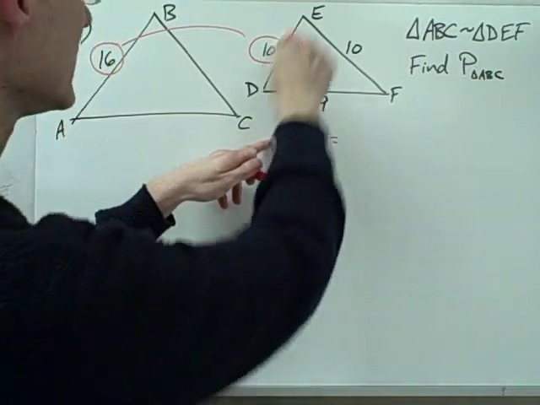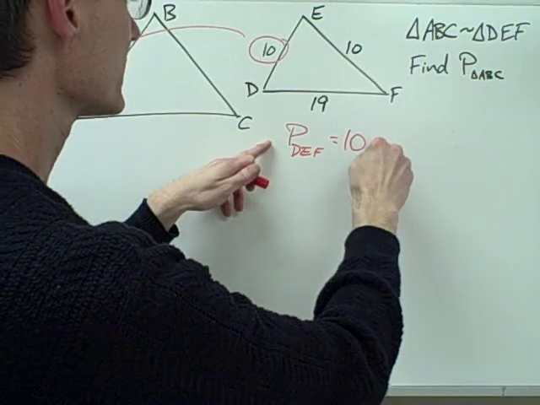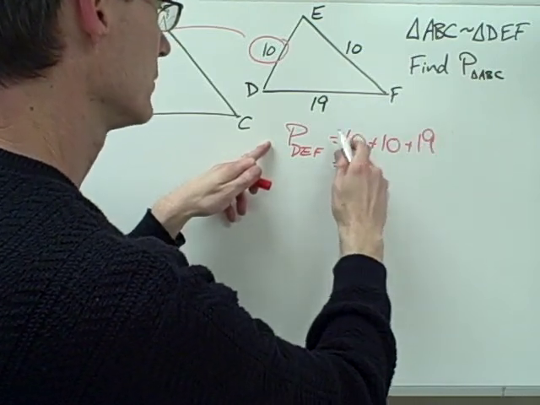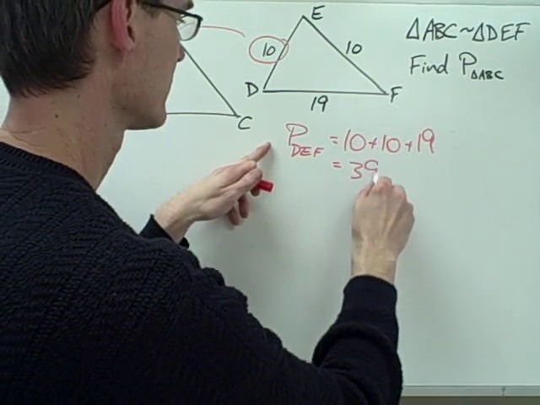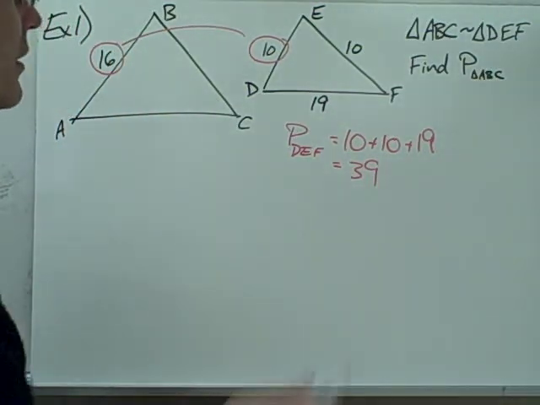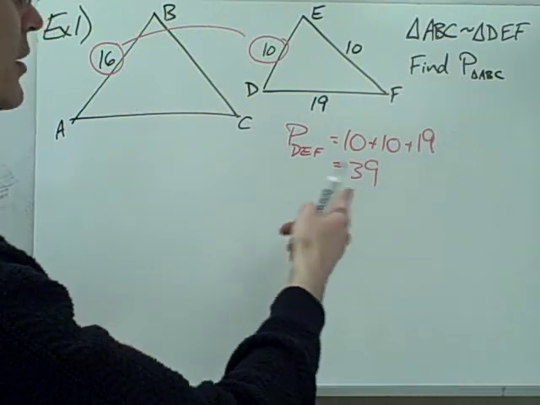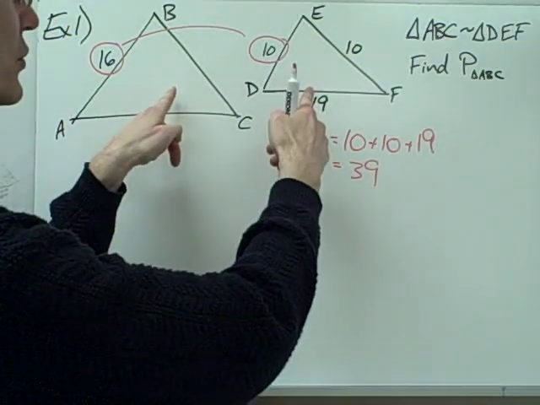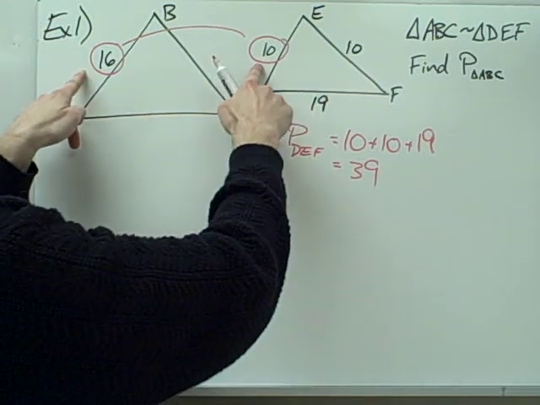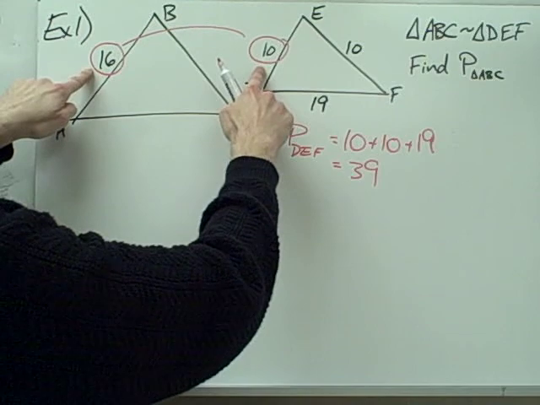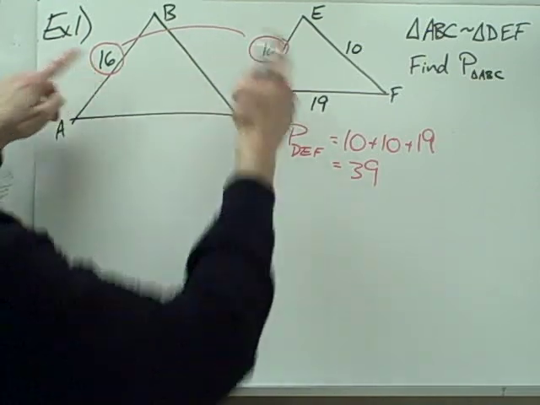So the perimeter of triangle DEF, I just need to add up the three sides. So 10 plus 19 plus 10 is 39. So I know the perimeter of triangle DEF. Also, according to my theorem, I know that the perimeters of these two triangles are proportional to the measures of their corresponding sides. Well, I've got a pair of corresponding sides here, with the measure of each one of them.